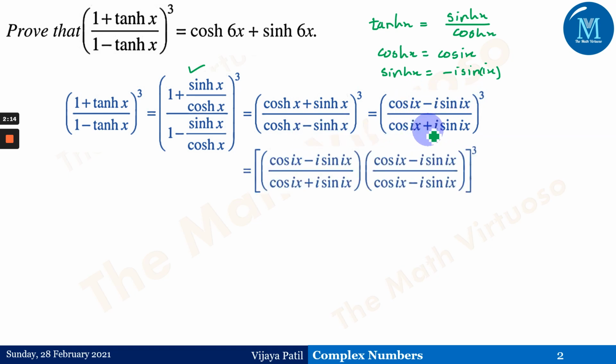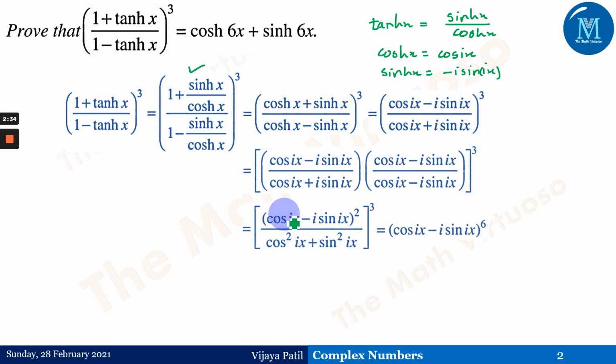Then we wanted to do the rationalization of this complex number. So we have divided and multiplied by the conjugate of the denominator, which is cos ix minus i sine ix. Then this would give us (cos ix minus i sine ix) to the power 2 divided by cos square ix plus sine square ix. But cos square ix plus sine square ix would give us 1, because we know the fact that cos square x plus sine square x is 1. That is the same thing from the circular function we have used here, which is giving us this to the power 2, and to the power 3 would give us to the power 6.